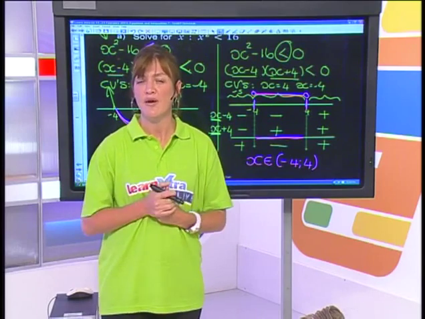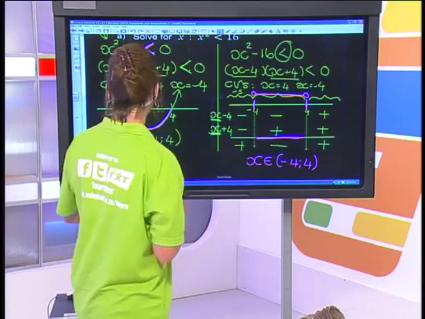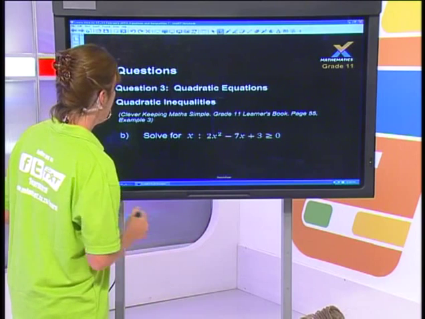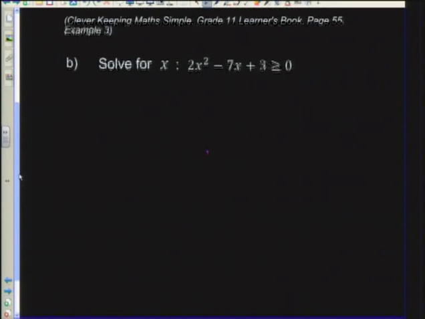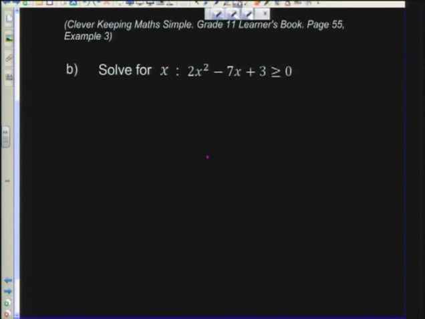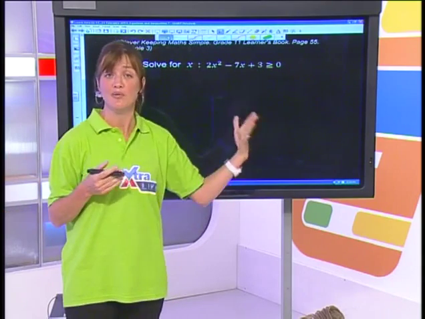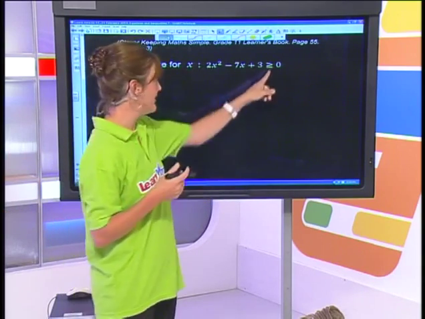But let's have a look at one that's maybe just a little bit more interesting. Let's say I've got this. I've got 2x squared minus 7x plus 3, and this time it's greater than or equal to 0. Let's just get rid of that. I need to now solve this quadratic inequality. First things first, as it stands at the moment, everything is already on the left-hand side. My right-hand side is already equal to 0.